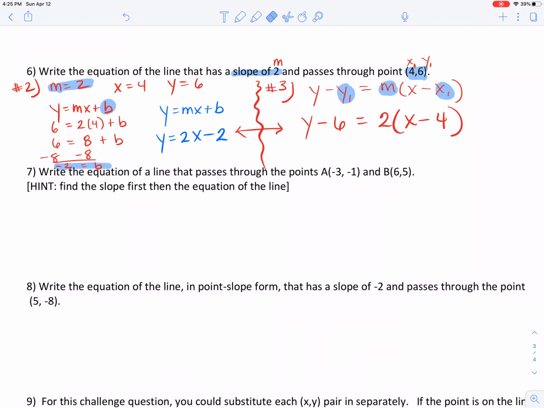So for this one, it gives us 2 points. It doesn't give us the slope. So I have an extra step of first finding the slope. So we're going to find the slope. Then we're going to find the y-intercept. And when you were in 8th grade, I did this with you. And then I'm going to write the equation.